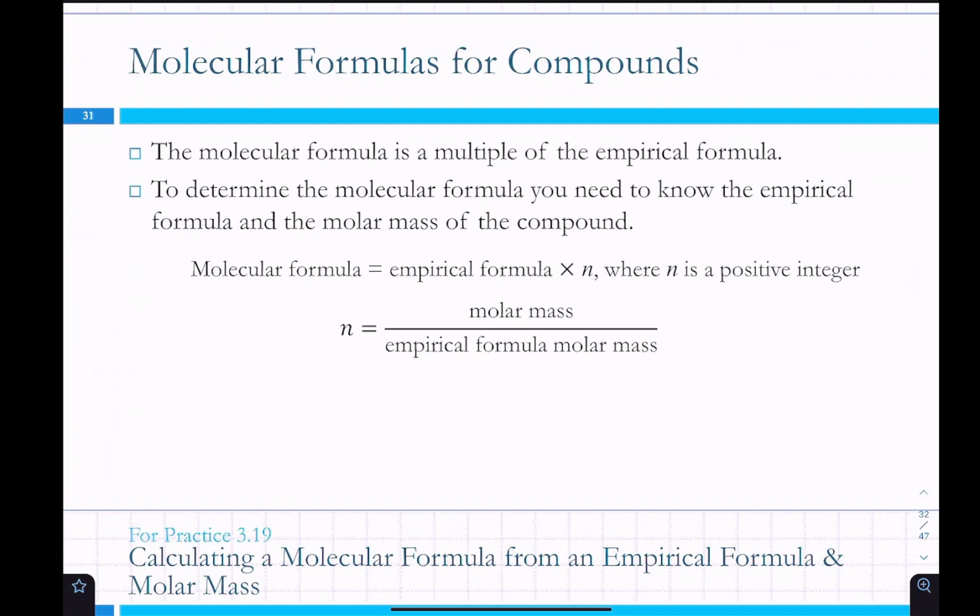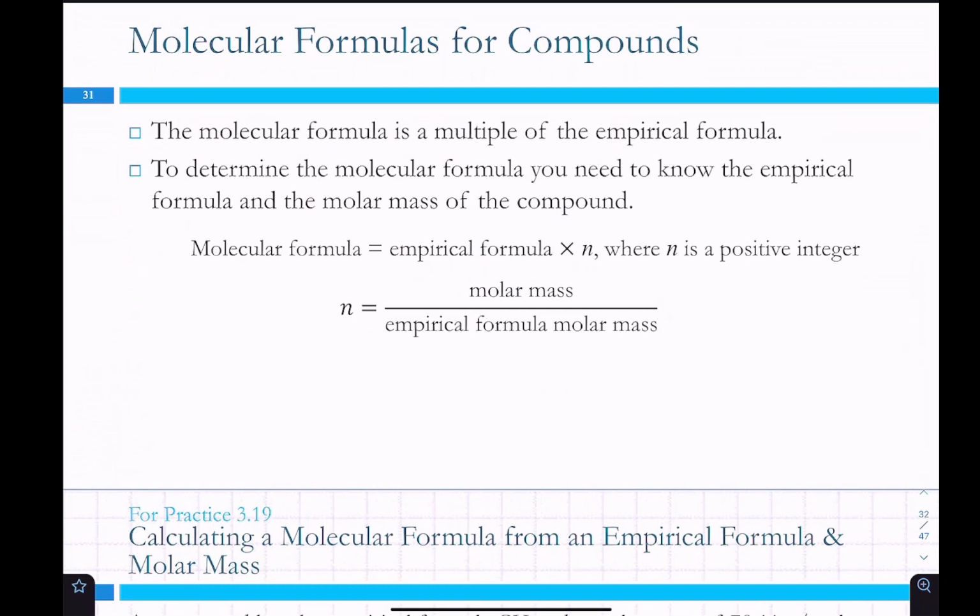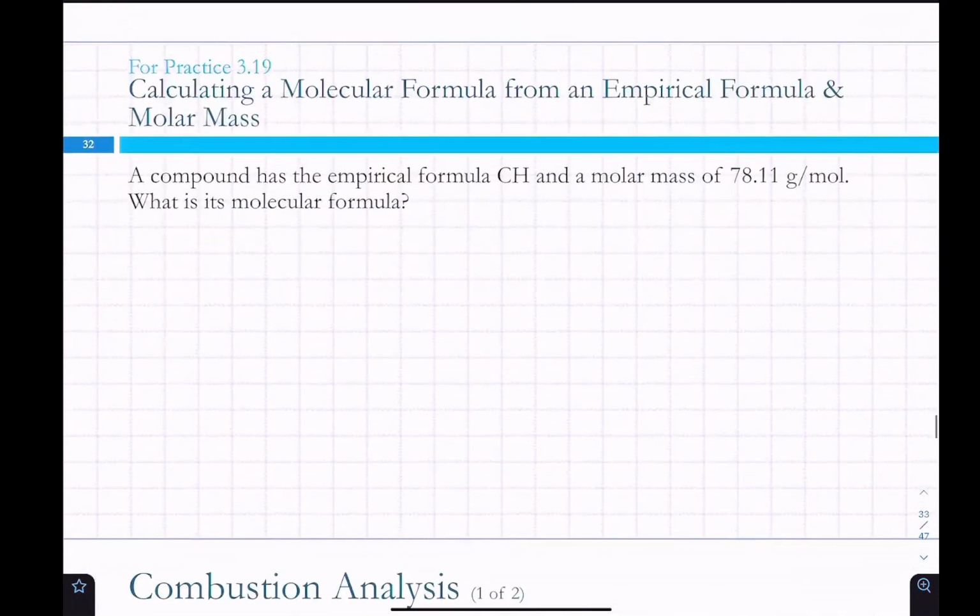In reverse, n is the molar mass divided by the empirical formula molar mass. So the other way to think about it is that the molar mass will always be the same or larger than your empirical formula mass. So if you set up, trying to figure out what n is, and you divide your numbers and you get a number smaller than 1, then you probably did empirical formula divided by molecular formula. You can just flip those and probably get the correct n, which is that positive integer.